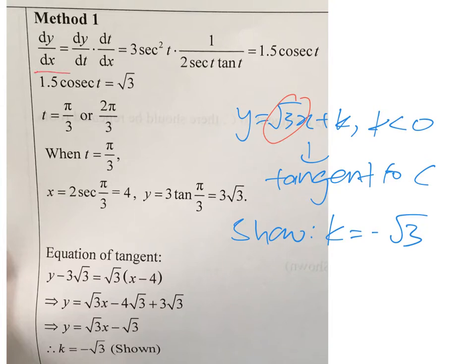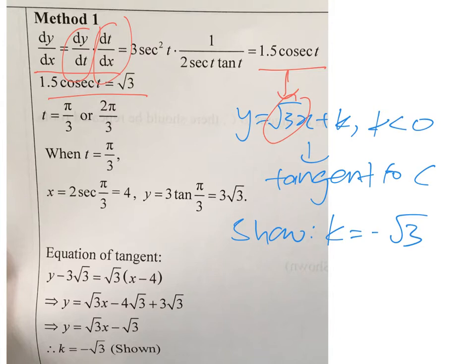Since we have the set of parametric equations given to us, we can work out dy/dx by taking the product of dy/dt and dt/dx. By differentiating y and x with respect to t and then using the chain rule, you should be able to obtain dy/dx to be 1.5 cosecant t. Given the fact that the gradient is root 3, we just need to equate these two and find out what is the value of t.